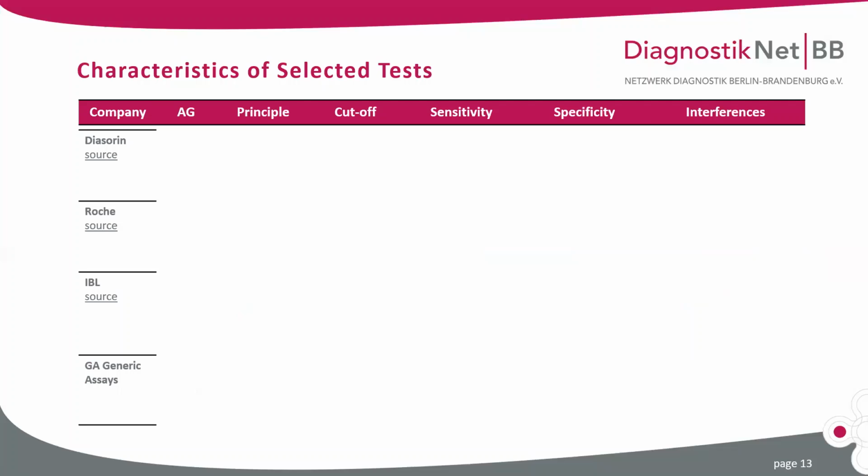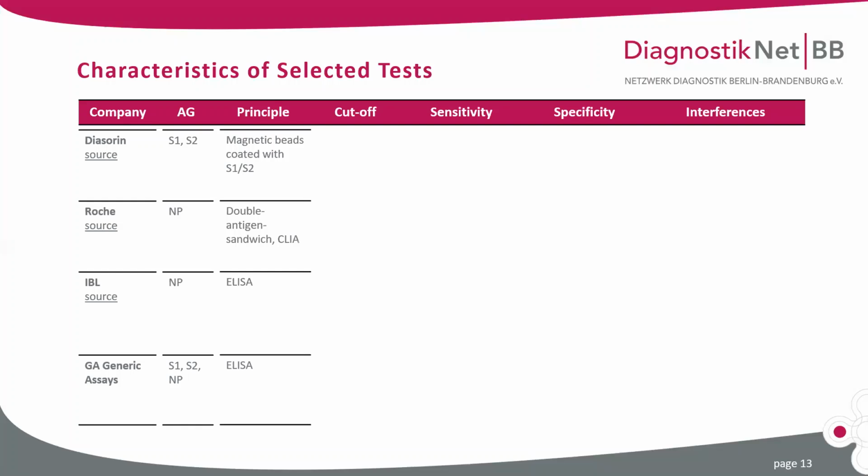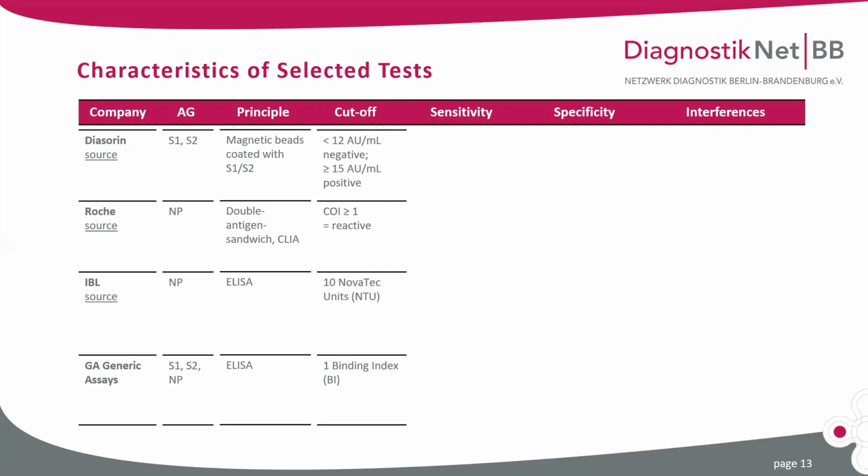Just to show some selected, and they're randomly selected, just to show them, of 4 manufacturers. The antigens being used in these test systems are the known variations: S1, S2, so the S1 domain, S2 domain of the spike protein, the nucleocapsid protein, or a combination of all 3 of them. Test principles are usually varying, so you find everything that is possible on the market: magnetic beads coated with the protein, double antigen sandwich, CLIA format, or ELISA format.